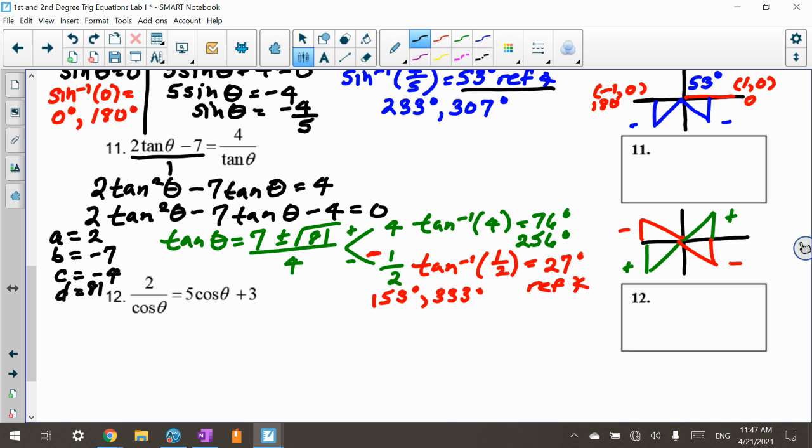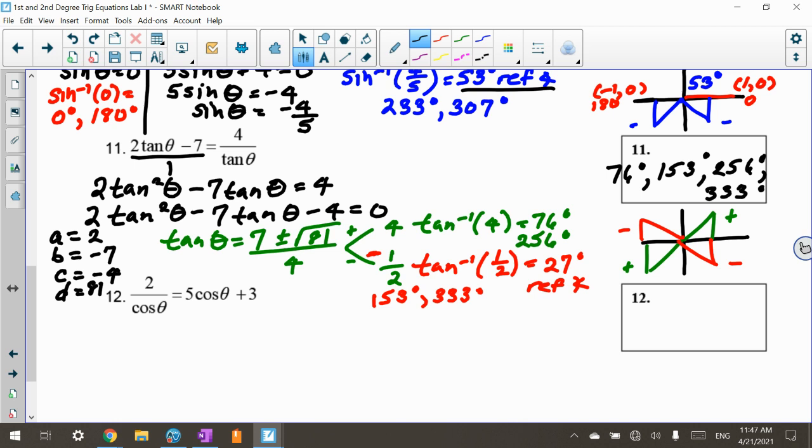So now I'm going to put this in here. The first one was 27 degrees. That was my reference angle. Again, I apologize. So it's 76 degrees. The next one is going to be 153 degrees, 256 degrees, and then I've got 333 degrees. So I have 76, 153, 256, and 333 for number 11.